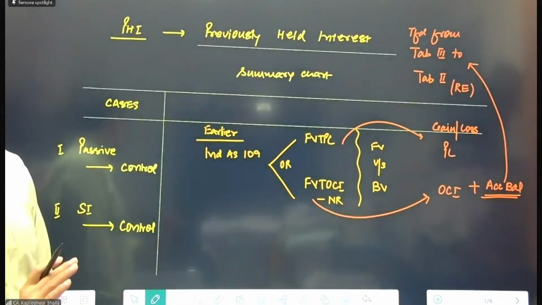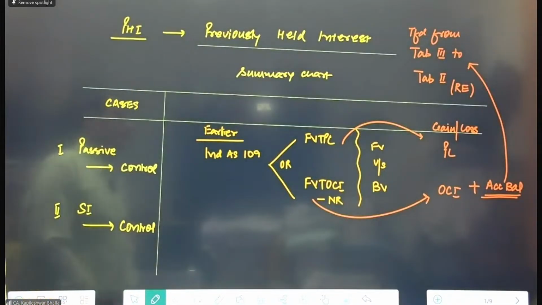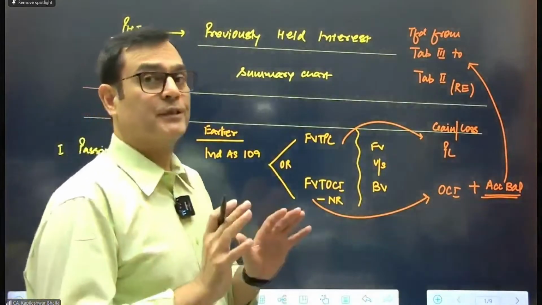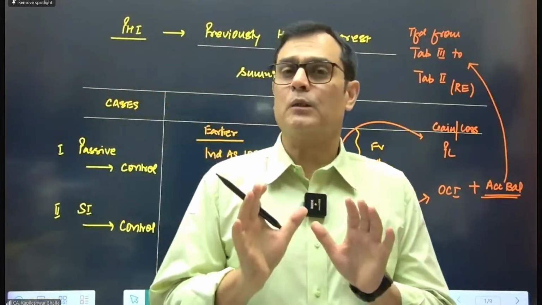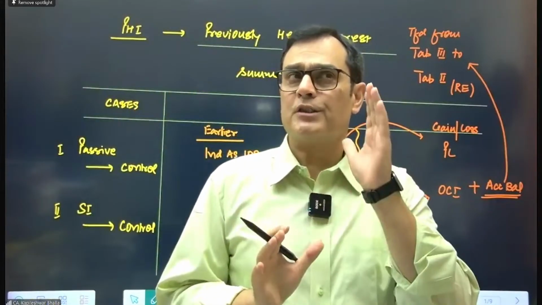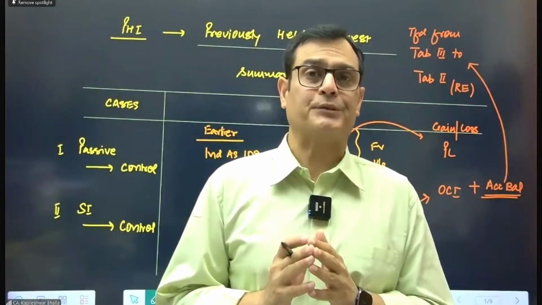So I guess you're able to get the connect very carefully on this: once you are looking at a passive investor converting into a control, just focus on what was the earlier standard.